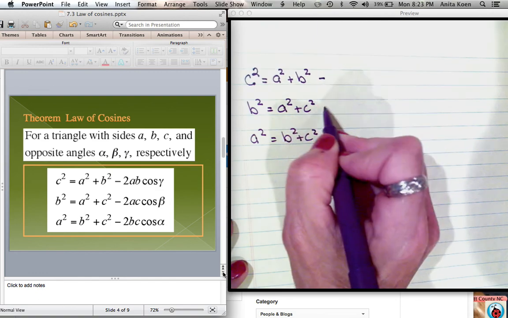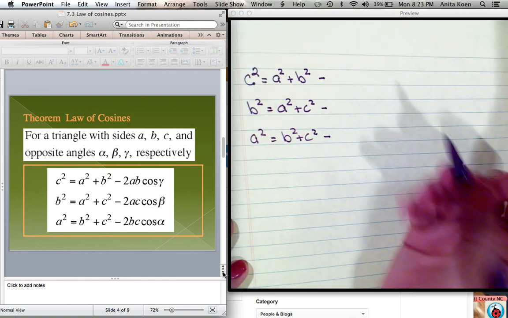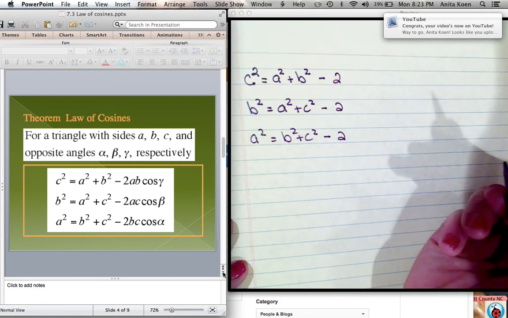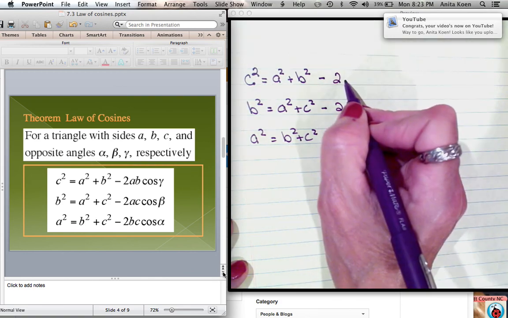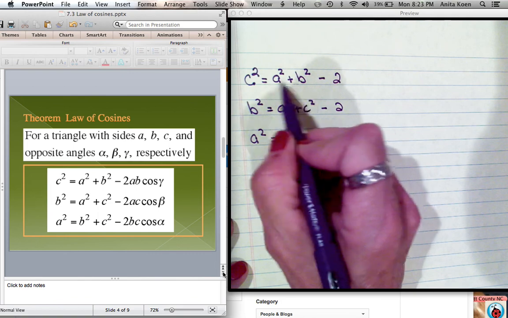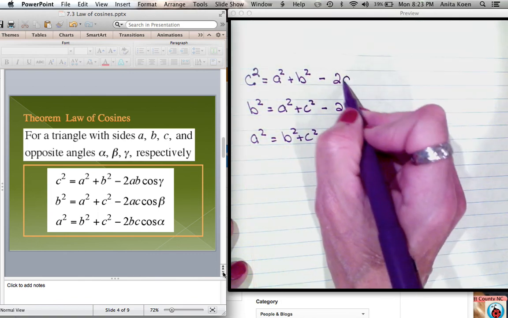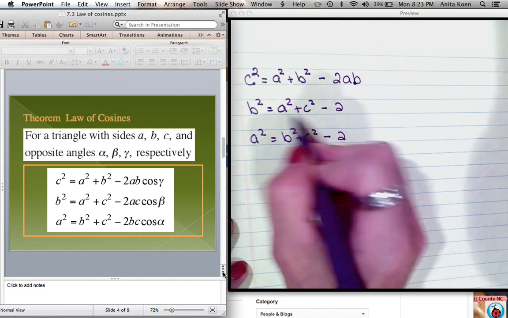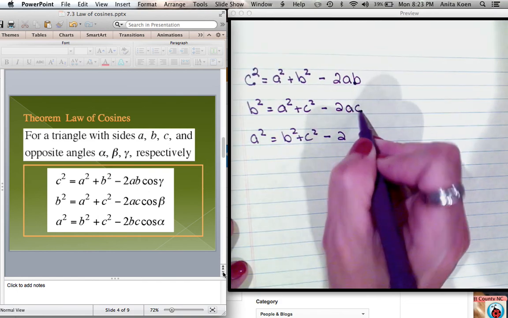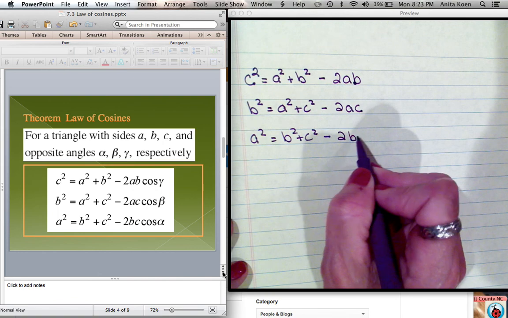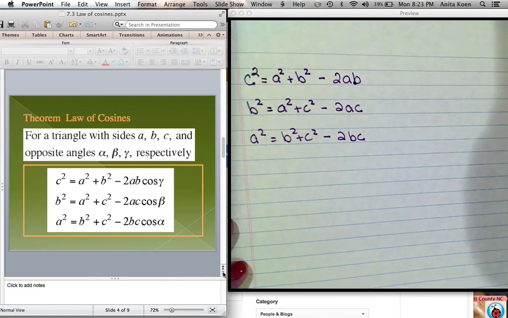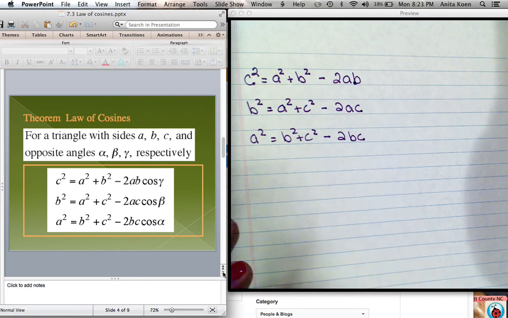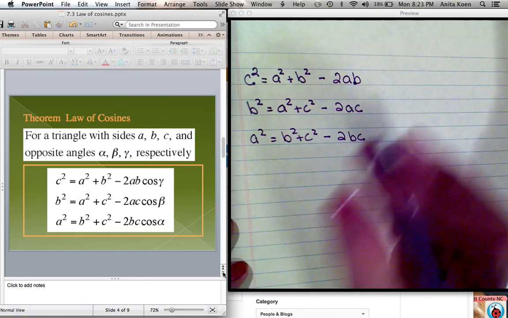Every single one of these forms has a minus sign next, and it's minus 2. Every single one of them has minus 2. Then we're going to take the two sides that we just squared and added together, a and b in this case, and multiply them together. A and c in this case, and multiply them together. B and c in this case, and multiply them together.